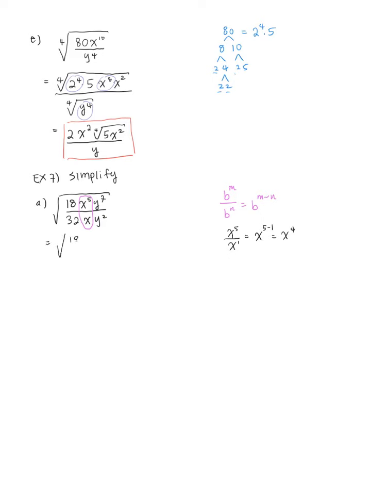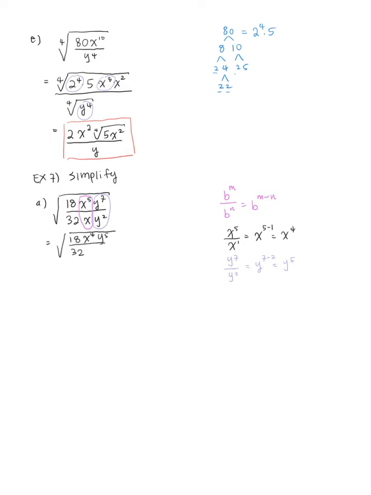So we're going to have 18 and then 32. And then on the top, we're going to have x to the 4th. X to the 4th is going to remain on the numerator. Be careful there. So now let's look at the y's. Y to the 7 over y squared, that's the same thing as y to the 7 minus 2, which is y to the 5th. So here what we're going to get is y to the 5th.